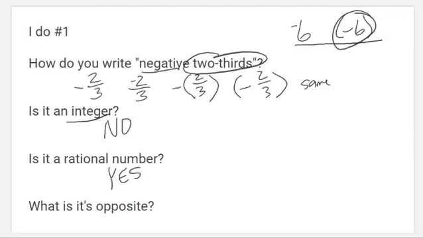It's already a fraction. We don't even have to do any complicated thinking to figure that out. Yes, it's a fraction, and fractions are rational numbers. What is its opposite? The opposite of negative 2/3, of course, is positive 2/3. It's the same distance from 0 in the opposite direction.